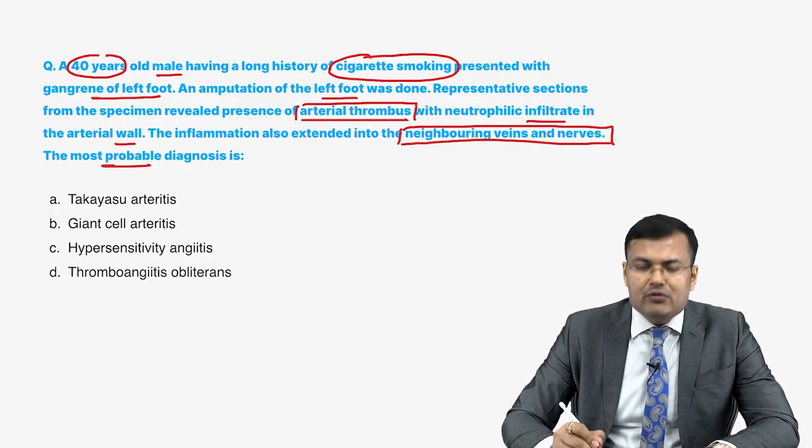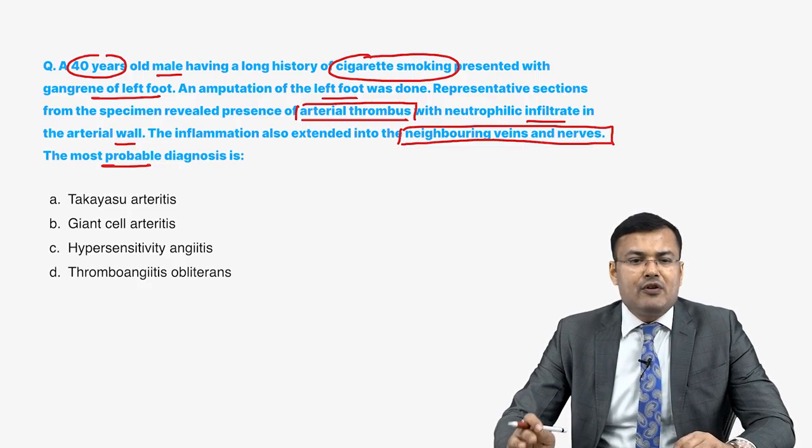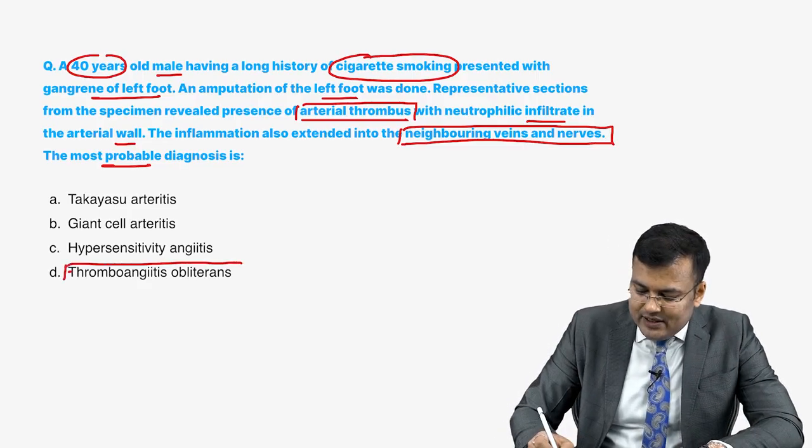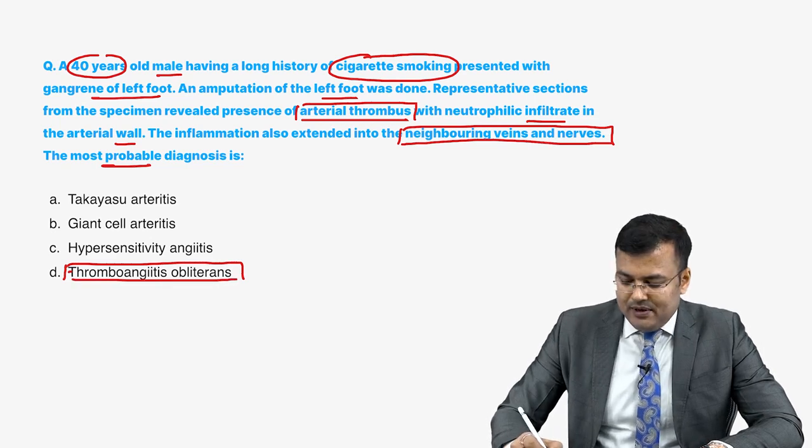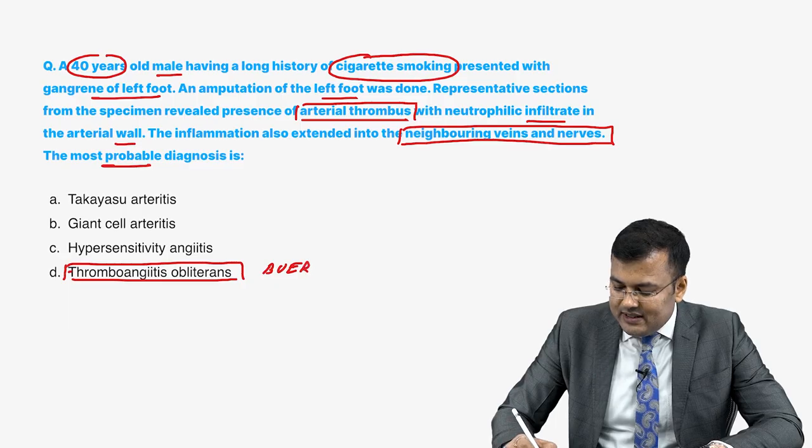What's the most probable diagnosis? Young male smoker, age around 40. So this is thromboangiitis obliterans. Obviously, what's the name? Buerger. So what's the diagnosis, guys, here? Here, the patient has Buerger's disease.